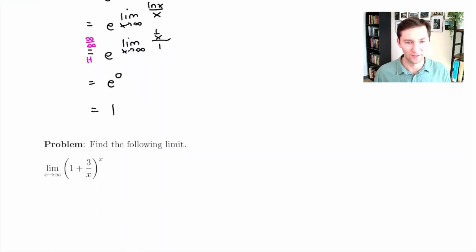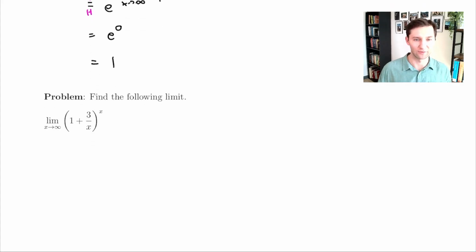Let me show you one more example. This time I will use method number 1. When I plug in infinity to this expression, the parentheses gets closer and closer to 1, and the exponent gets closer and closer to infinity. This is of the form 1 to the power of infinity, which is also an indeterminate form. Let's try to find this limit. I use the second method this time.